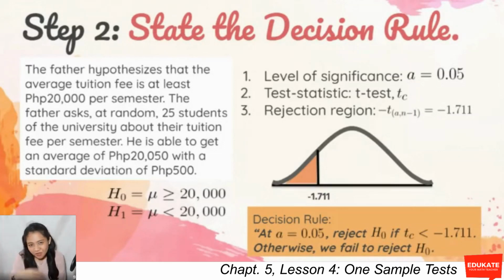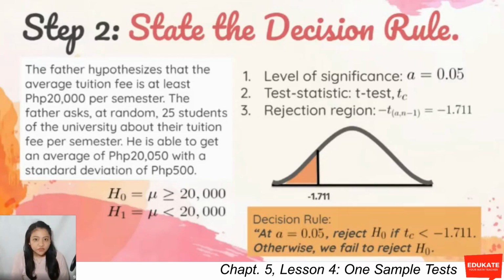Since the symbol of your alternative hypothesis here is less than, we are going to have the first probability in the decision rule guide, where we are going to get the negative tabular value of t. That is going to be negative t sub alpha, n minus 1, or negative t sub 0.05, 25 minus 1, 24. So our tabular value for that would be negative 1.711.